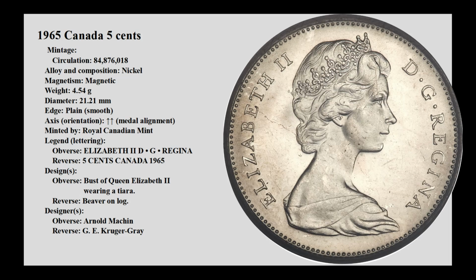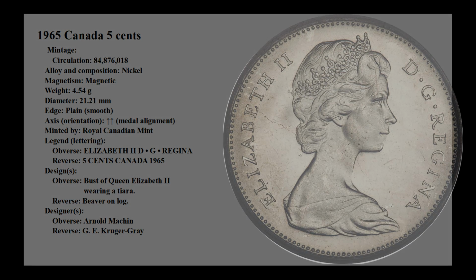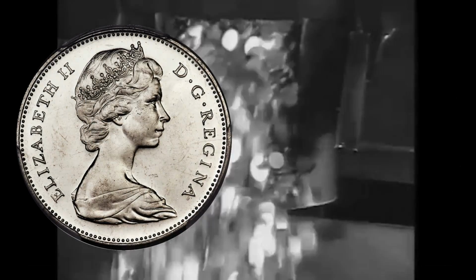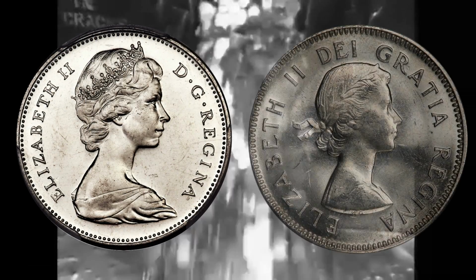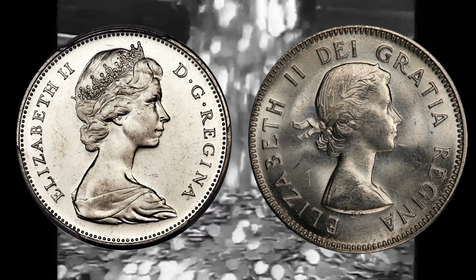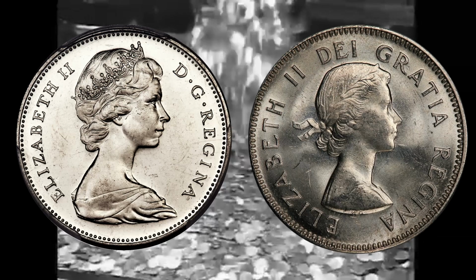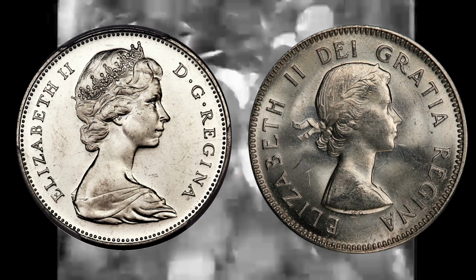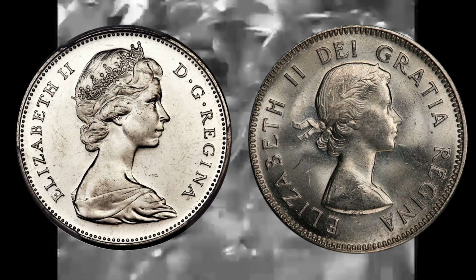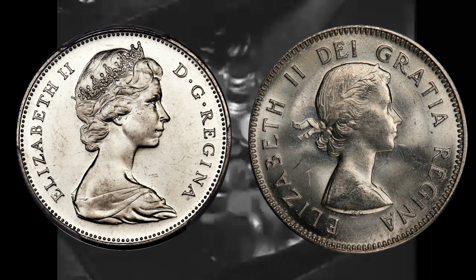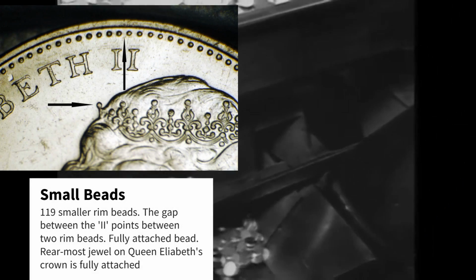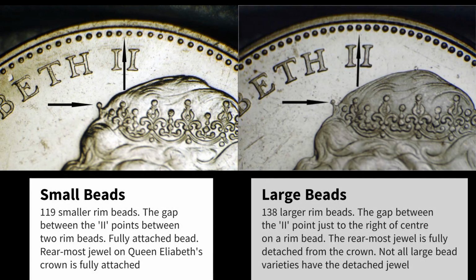In 1965, Canada introduced a new effigy of the Queen, portraying her with a diamond tiara, replacing the previous laurel wreath. This marked the first of 3 changes to her portrait on Canadian coins. The inscription was also modified, abbreviating Dei Gratia to DG for space efficiency. This coin exists in 2 primary varieties, small beads and large beads.